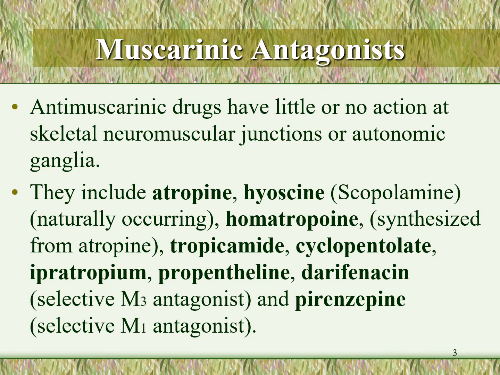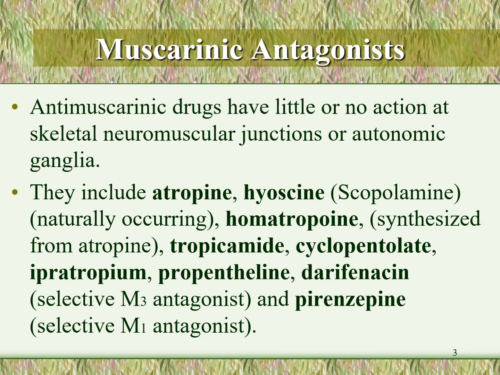These antimuscarinic drugs include the famous drug atropine, and this is the prototype. All of these drugs are called atropine-like drugs, because atropine is the prototype of this group. Atropine, hyoscine, which is the British name of the drug. Scopolamine is another name of hyoscine, according to the American USP, the US Pharmacopoeia. Both atropine and hyoscine are naturally occurring alkaloids.